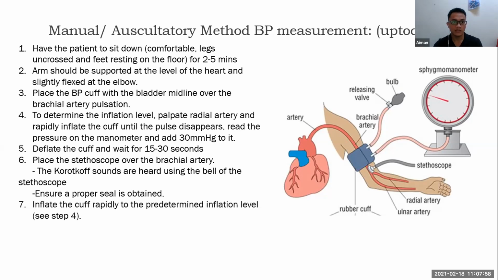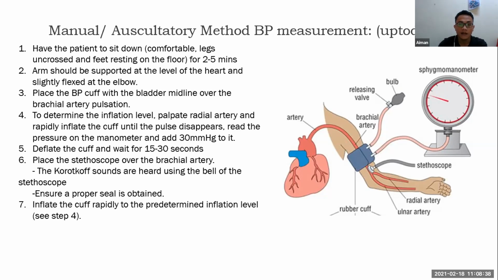The third, next, we place the BP cuff, blood pressure cuff, with the bladder midline over the brachial artery pulsation. So this is in the figure. And then to determine the inflation level, palpate the radial artery. So what is meant by inflation level? It is like we predetermine to what extent we should inflate the bladder. For example, we palpate the radial artery, and then we rapidly inflate the cuff until the pulse disappears.